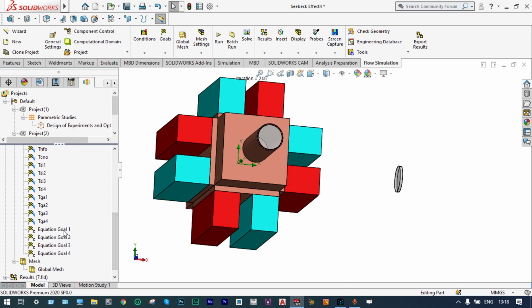We can rename this one as temperature difference 1, second one will be temperature difference 2, third one will be temperature difference 3, and the last one will be temperature difference 4.